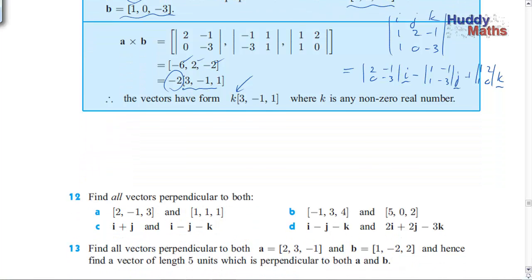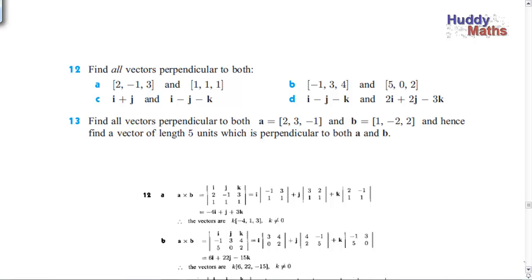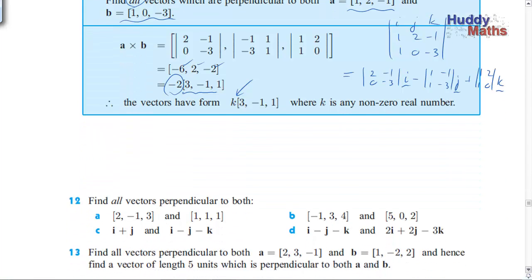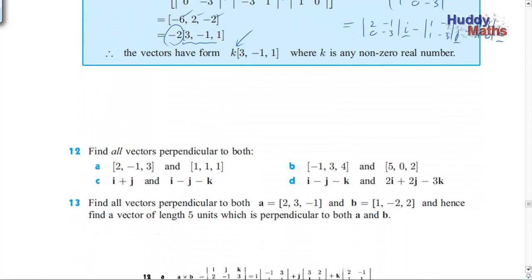So coming down to question 12 and 13, oh, we've given you the answers there, don't want to do that. So just come down more slowly here. There we are. Oh, you can still see the answers a bit. Find all vectors, watch the italics here. So it's a scalar multiple, they could be any length, and it could be in the opposite direction, couldn't it? K could be negative. Okay. All right, have a go.